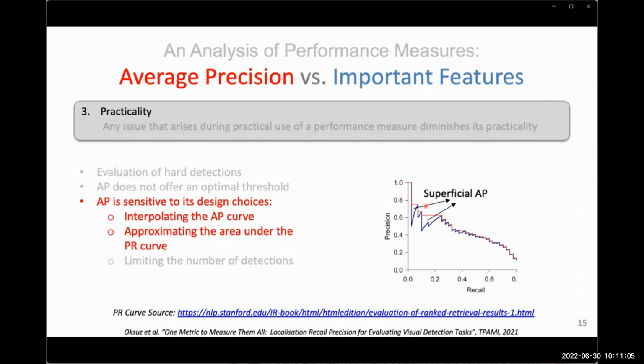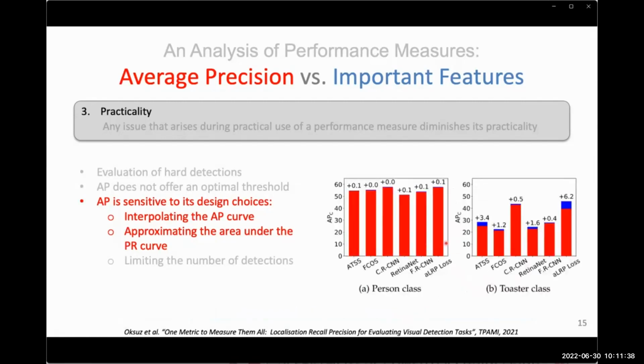Another practical limitation of AP is that it is sensitive to how it is calculated. After the precision recall curve is calculated from the precision recall values of the detections, we see in general these ups and downs, which are generally smoothed by using interpolation. Then, at a discrete set of recall values, precision is calculated and averaged in order to approximate the area under the curve. We have shown that these steps significantly affect the calculated AP values for classes with few examples, and therefore the calculated AP values may not reflect the true performance of the detector.